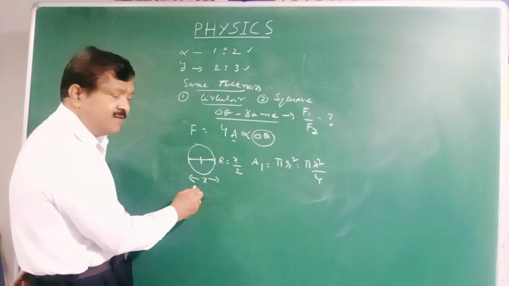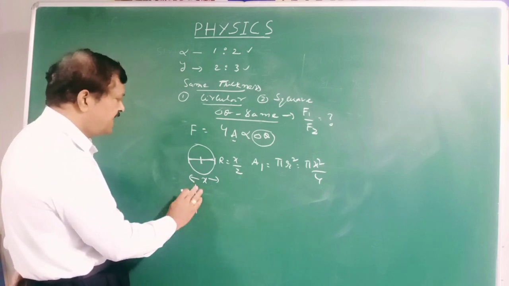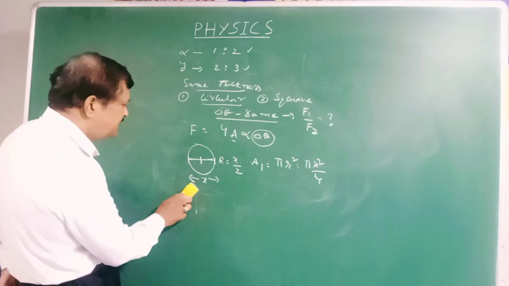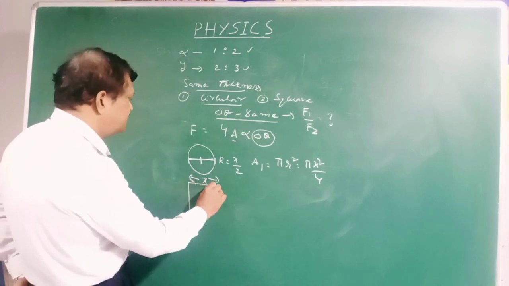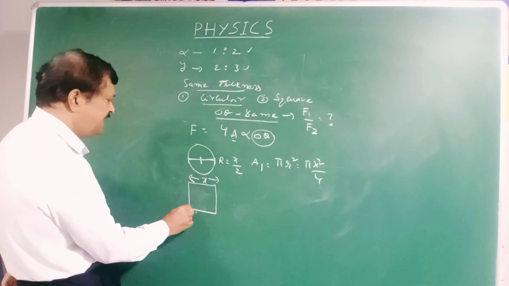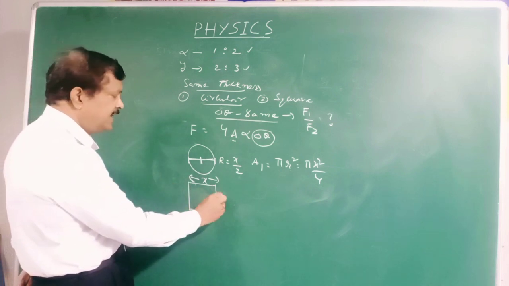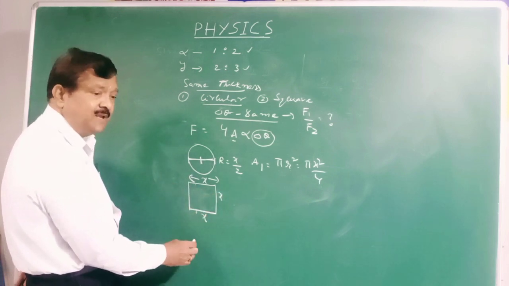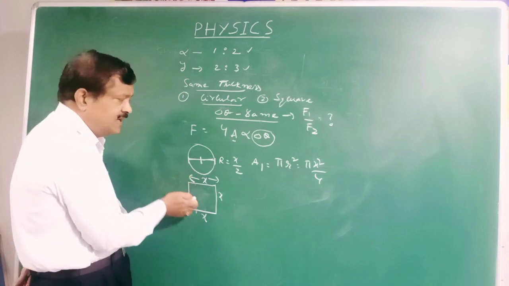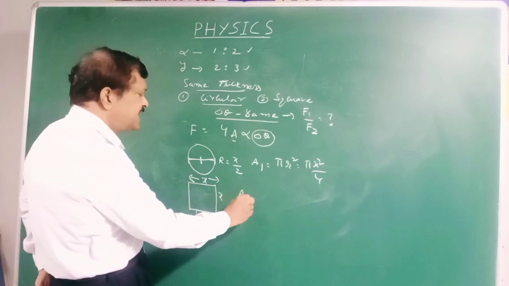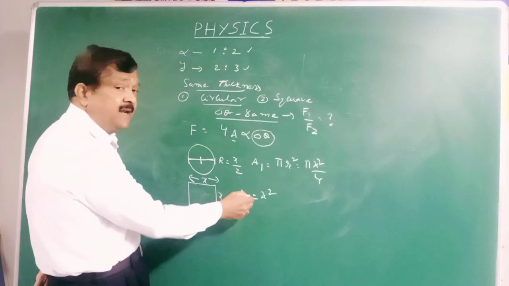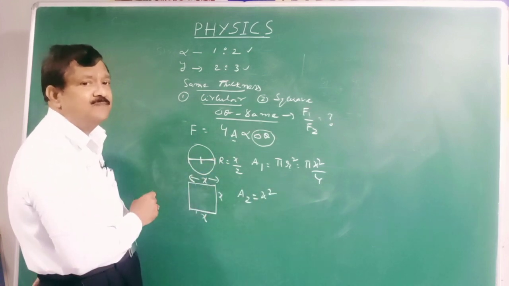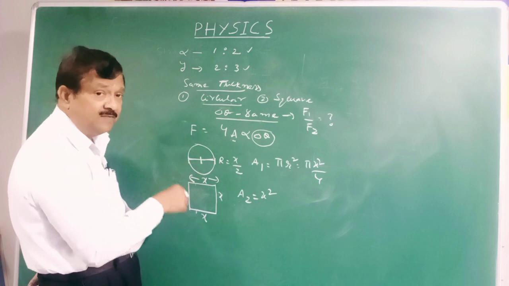Now, taking the second one, we have a square cross section. But remember, the thickness is the same, so it should also have the same thickness x, but it is a square. So each side is x only. It is a square of side x. So the cross section of the second one is x square, the area of cross section for the second one. This part is an important one.